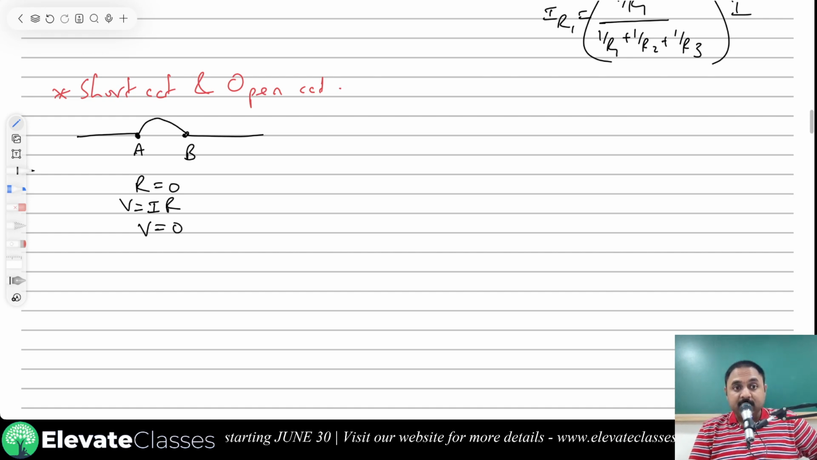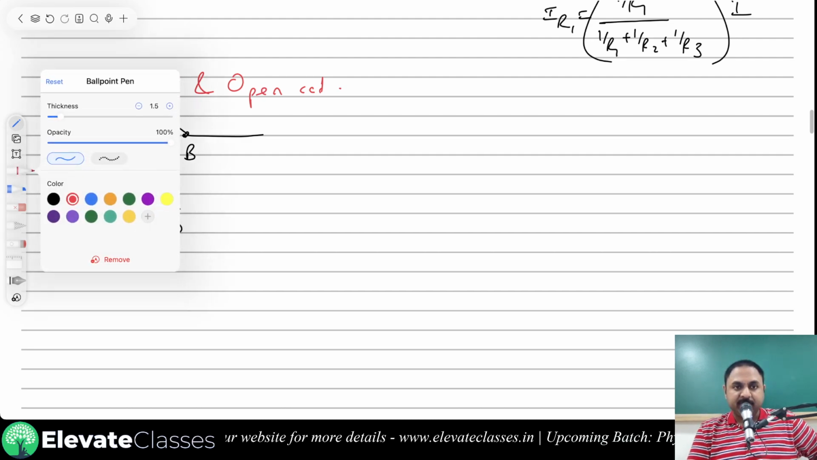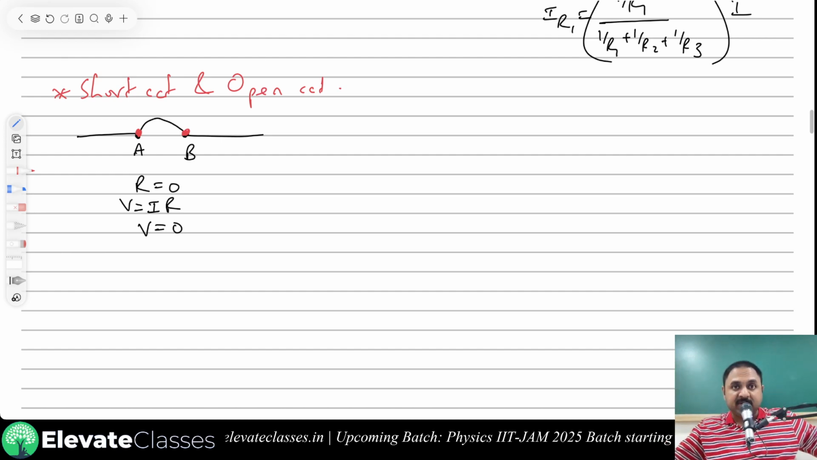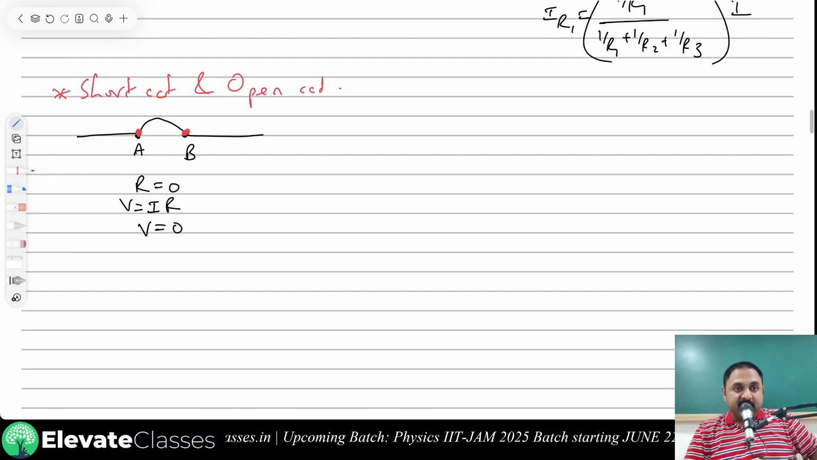The resistance is zero. Whatever voltage you get at this point, the same voltage you'll get here: VA will be equal to VB. That is the meaning of V equal to zero. These 2 points are not at different potential. They are at the same potential. VA and VB will be equal.